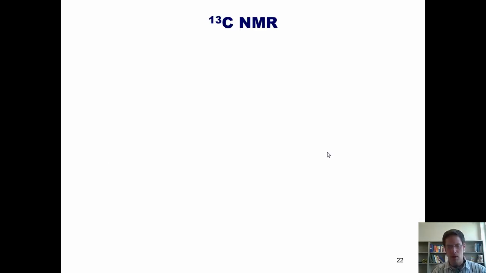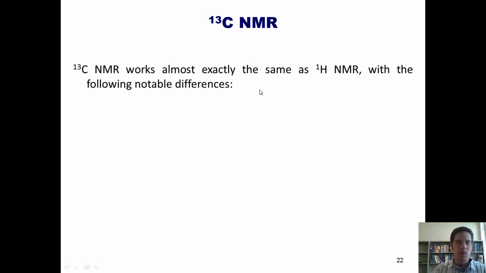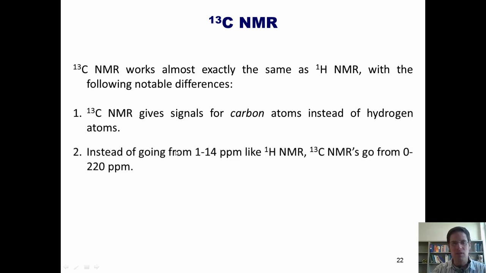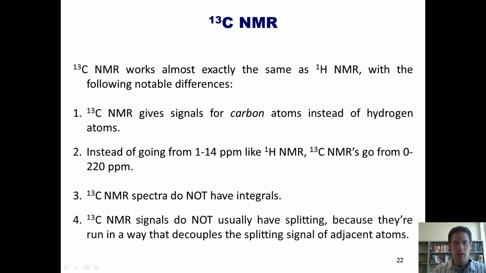We now arrive at carbon NMR, which is frequently called C13 NMR. C13 NMR works almost exactly the same as hydrogen NMR with the following notable differences. First, carbon NMR gives signals for carbon atoms instead of hydrogen atoms. Second, instead of going from 1 to 14 ppm like hydrogen NMR, carbon NMR spectra usually go from 0 to about 220 ppm. Next, carbon NMR do not have integrals, and carbon NMR signals do not usually have splitting because they're run in a way that decouples the splitting signals of adjacent atoms.